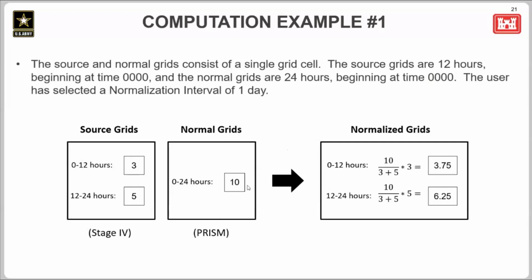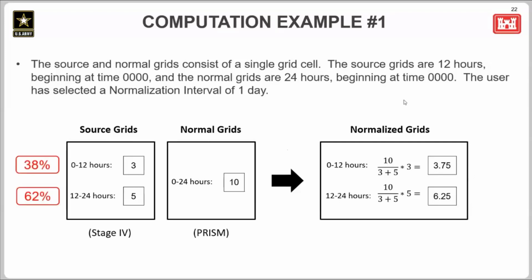All you're doing is you are taking the cumulative volume of your normal grid, which in this case is 10, putting that in the numerator, and then you're dividing by the cumulative volume of your source grid, which in this case is 3 plus 5, or 8. And then you're multiplying it by whatever the value was of your source grid at that time step. So in the first time step, 0 to 12 hours, it's 3. Second time step, 12 to 24, is 5.